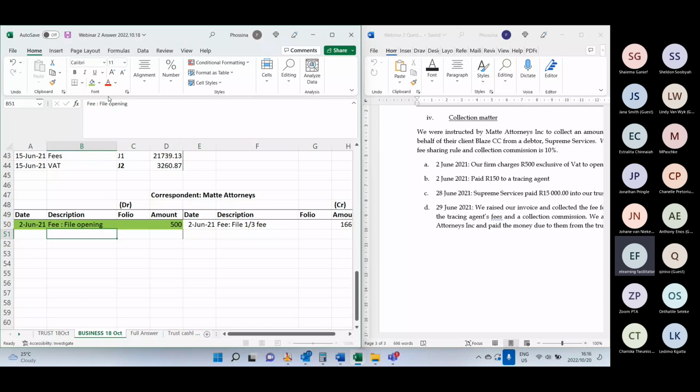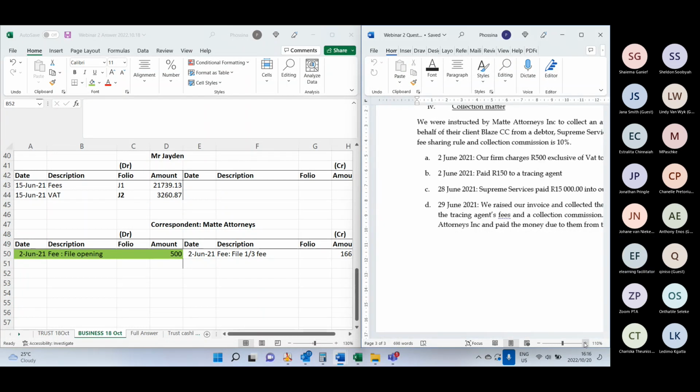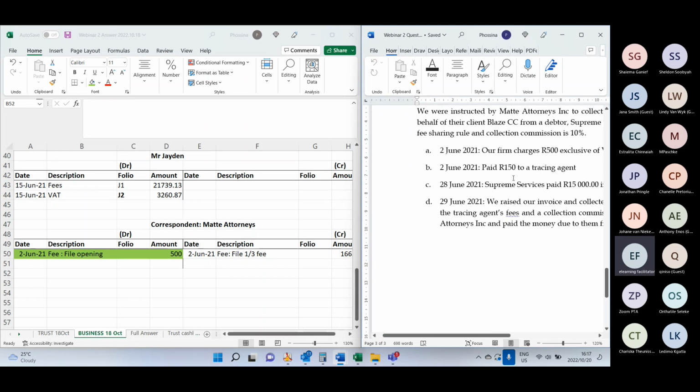Okay, so with the question you may ask, or we will proceed. And then transaction B says we paid 150 rand to a tracing agent. Out of our business account, we are paying, because we can't pay from the trust account, as we haven't been paid by anyone. The correspondent has not paid us anything. We are supposed to collect, and out of what we have collected, that is where we'll recover the amount that we have paid to the tracing agent.